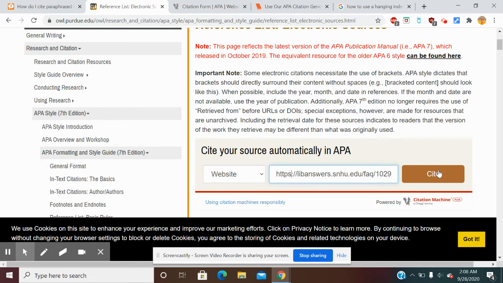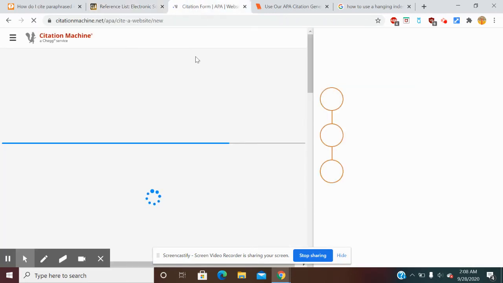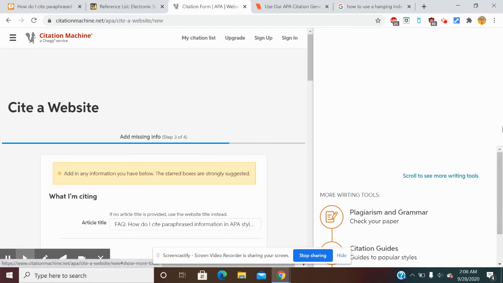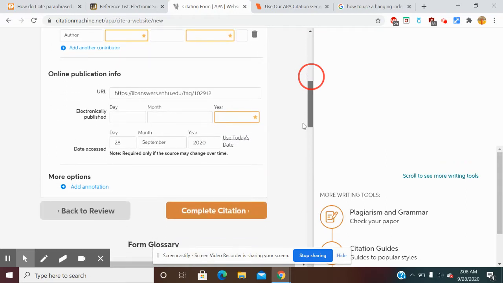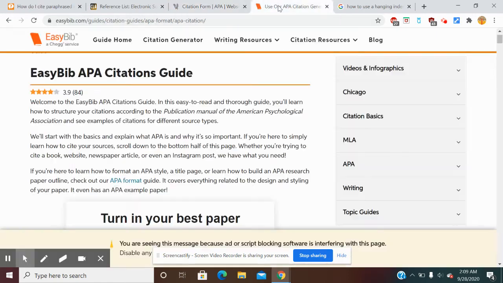Once you click this link, it will take you to this page right here. And as this page is loading, I'm going to basically tell you that it's going to help you to get more information from you so it can try to complete your citation completely. So that is one source that you have at your disposal. Now I'm going to go to another site for you. It's called the EasyBib APA Citations Guide.